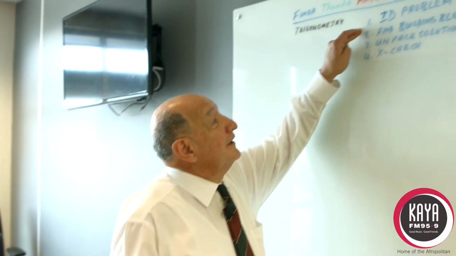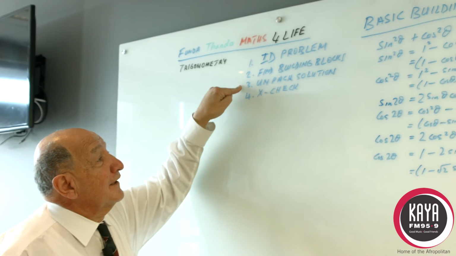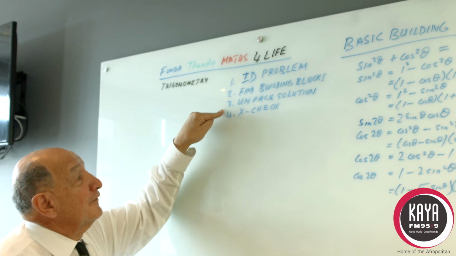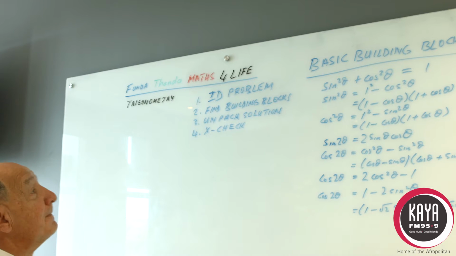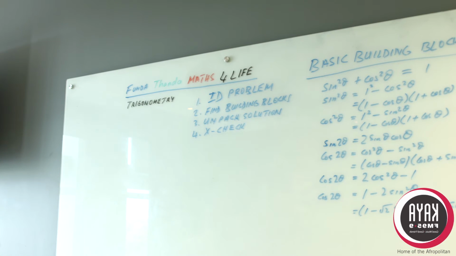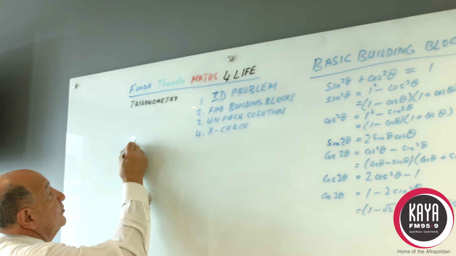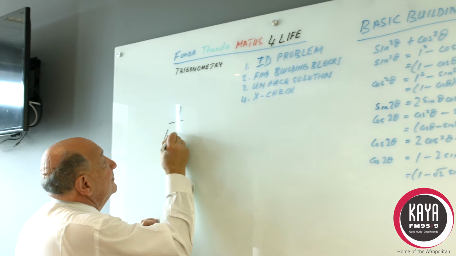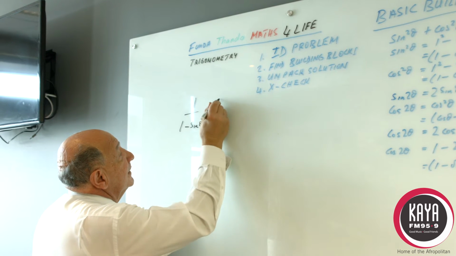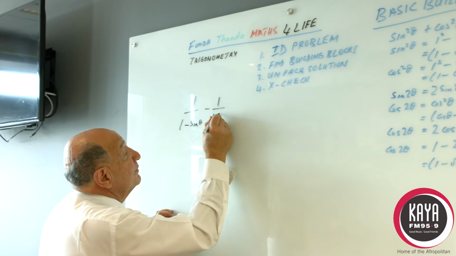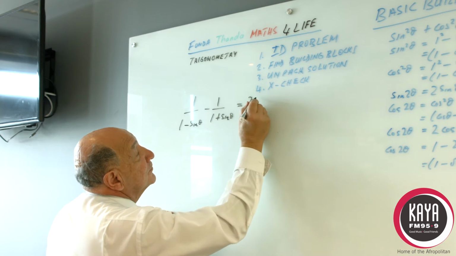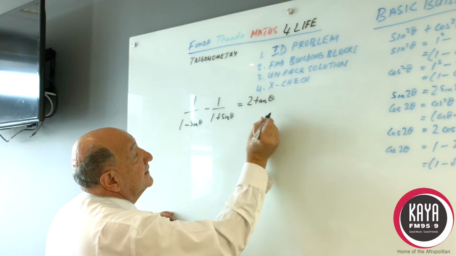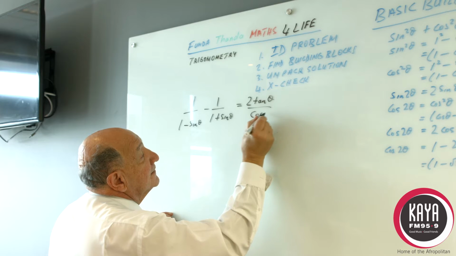So let us go through the method of solving the problem. We identify the problem, then we find the building blocks, followed by unpacking the solution, and step 4 is we cross-check the answer. So let us look at the first problem, which is 1 over 1 minus sine theta minus 1 over 1 plus sine theta is equal to 2 tan theta over cos theta.